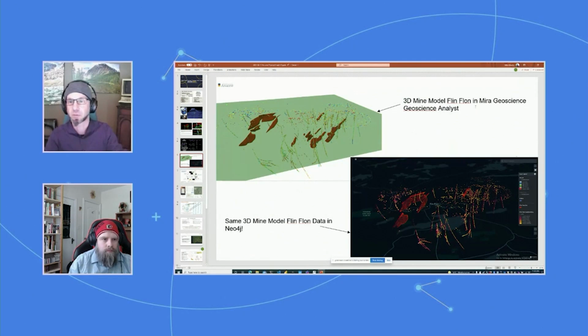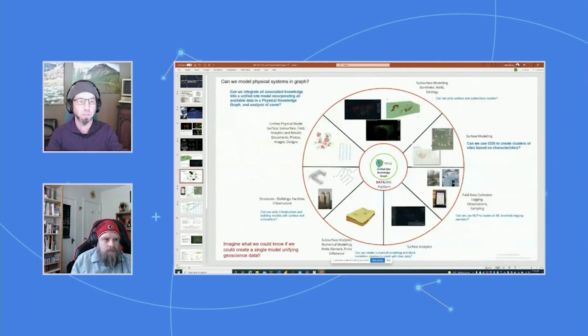There are some very powerful tools in this domain, such as Seequent's Leapfrog Geo, which does a lot of the numerical modeling that's associated with mining. So what we did is we took that mine model and projected it into Neo4j, and this rendering down here is actually directly projected off of the graph database, that exact same model. So this led to the hypothesis: can we model physical systems in the graph?